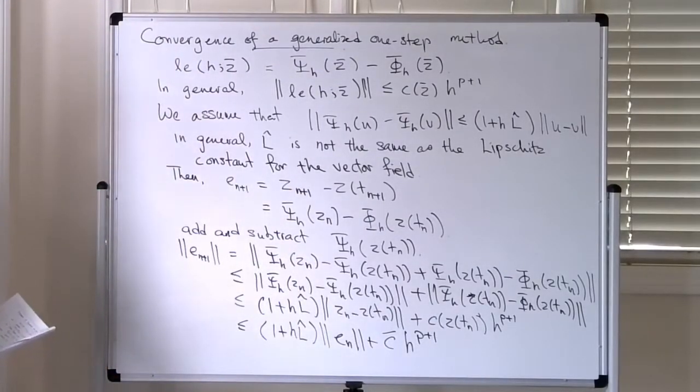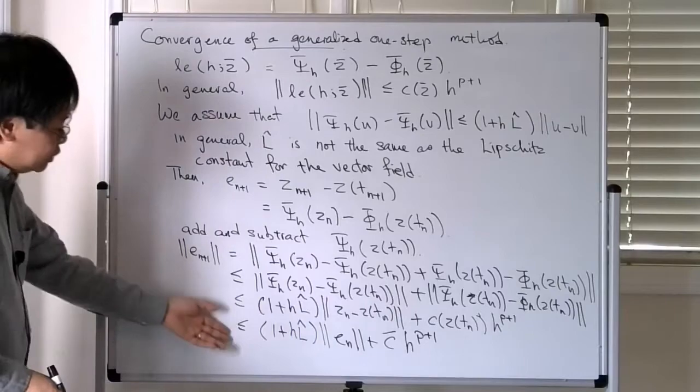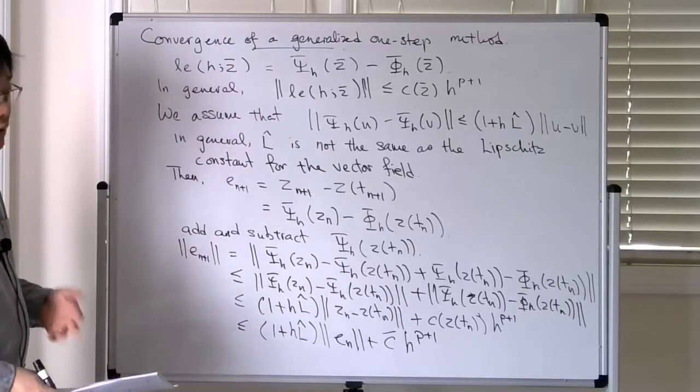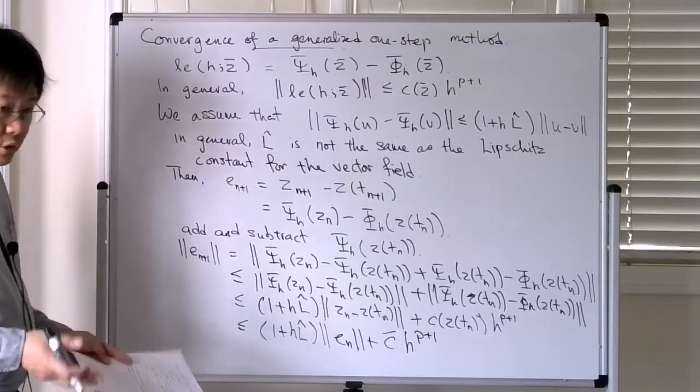Okay. So if you recall, when we discussed the convergence of the Euler method, when you get to a stage like this, the next thing you do is invoke the discrete Gronwall inequality. So we'll talk about that in a little bit.